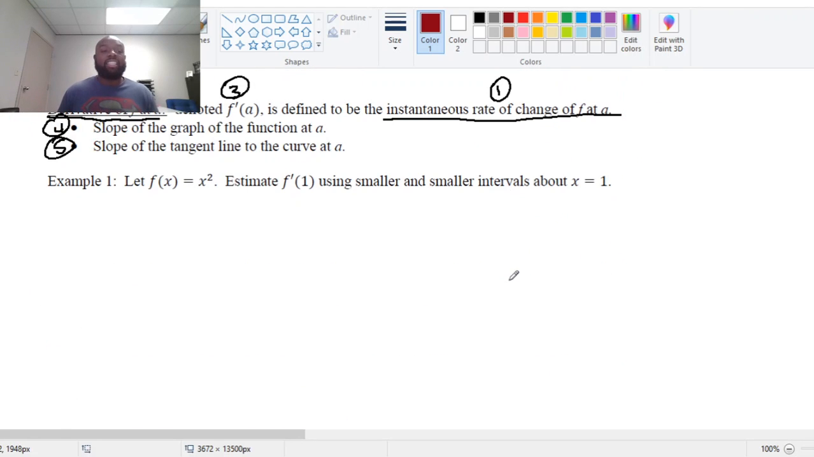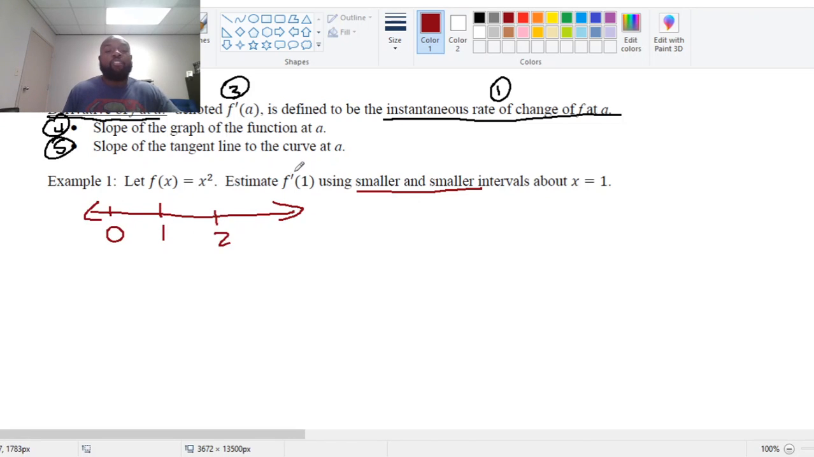All right, let's look at doing this, right? So I have a function f of x equals x squared. We're going to estimate f prime of 1 using smaller and smaller intervals about x equals 1, right? And so I'm going to focus on doing right-sided derivatives here. We'll get to an example where we do it from multiple sides, all right? Remember, you have to use smaller and smaller intervals, right? When you think about your intervals, just think about your number line, right? So I have 0, 1, 2, right? I want to find f prime of 1. That's the instantaneous rate of change at x equals 1.